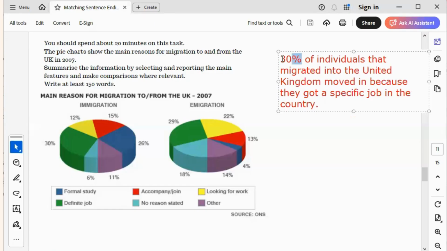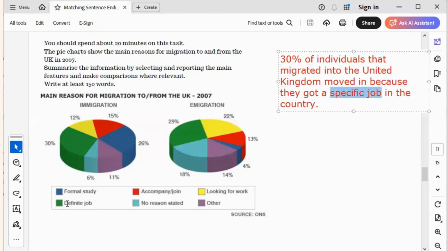X, see the X here, X% of what? Y is what? All the people that moved into the UK. These all charts, green plus yellow plus red plus navy blue plus purple plus sky blue, all of them are the people that what? Moved into the UK. That's why X% of Y individuals that migrated into the UK. They moved in because they got a specific job. So you see the way I wrote that part.